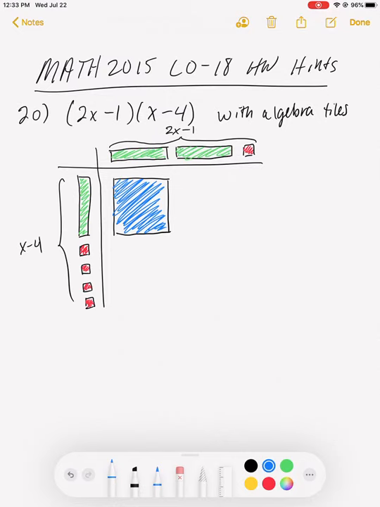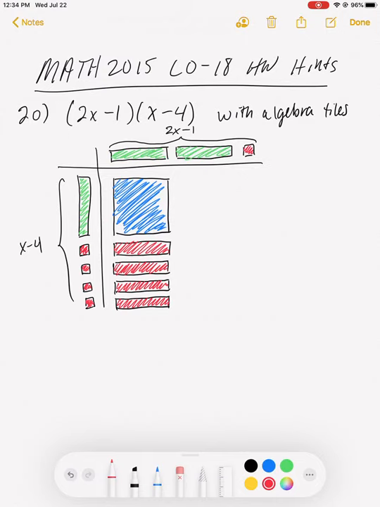Now we're going to continue going down the column, and we have the intersection of a green x bar and a negative 1 unit. That will make an x bar here, and it'll change it to negative. So we have a negative x bar here. Same thing with the other 4 units in the x minus 4. So continue to draw these little x bars here.